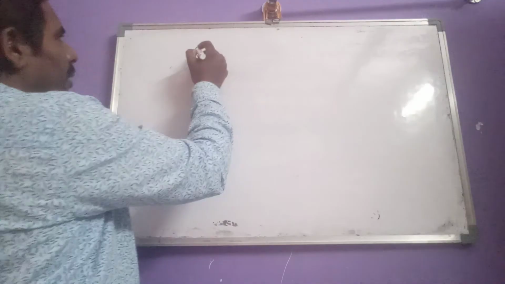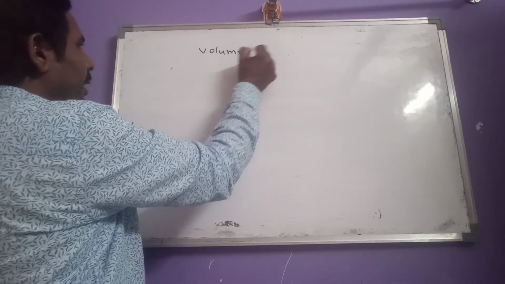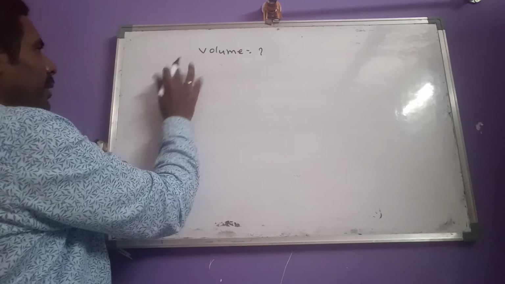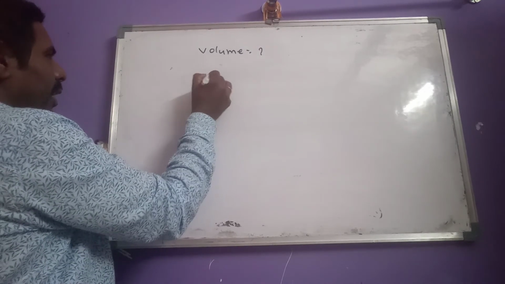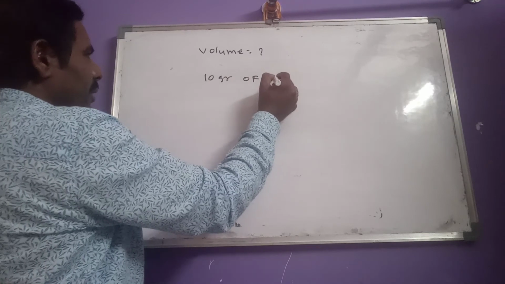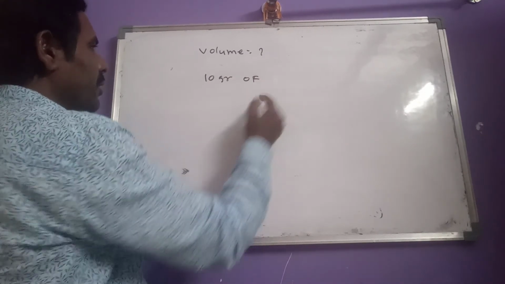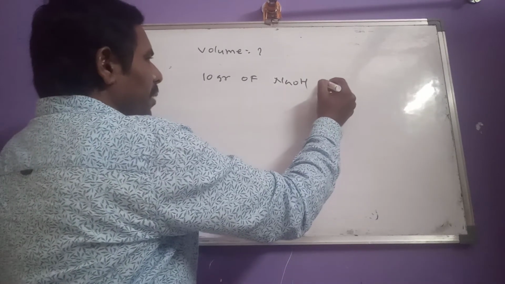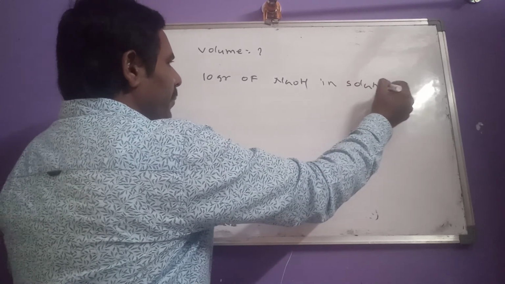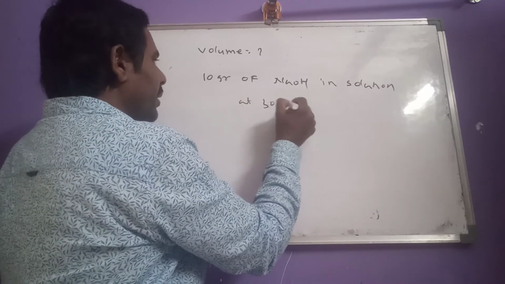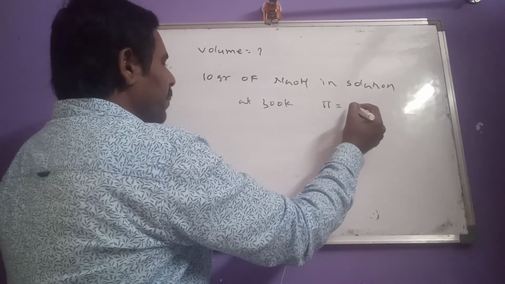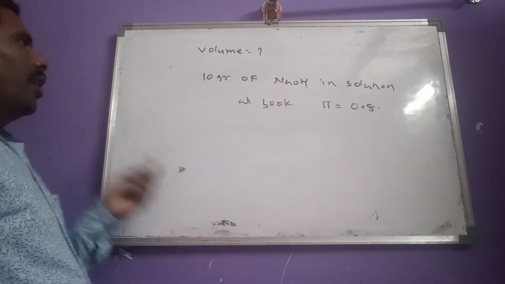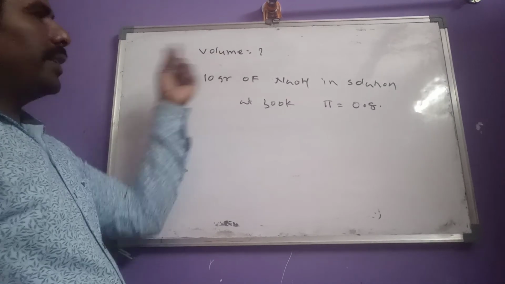Okay, then after that another question I give here. We have to determine the volume. The osmotic pressure of 10 gram of solute, that means I give NaOH, 10 gram of NaOH present in a solution at 300 Kelvin, is showing an osmotic pressure value of 0.8 atmosphere. Now what is the volume of that solution?